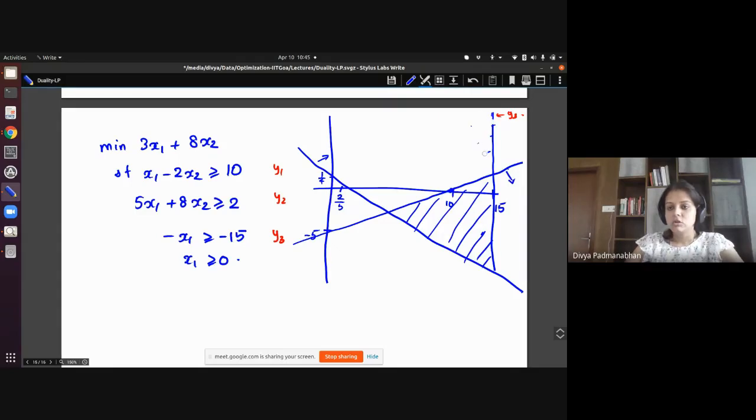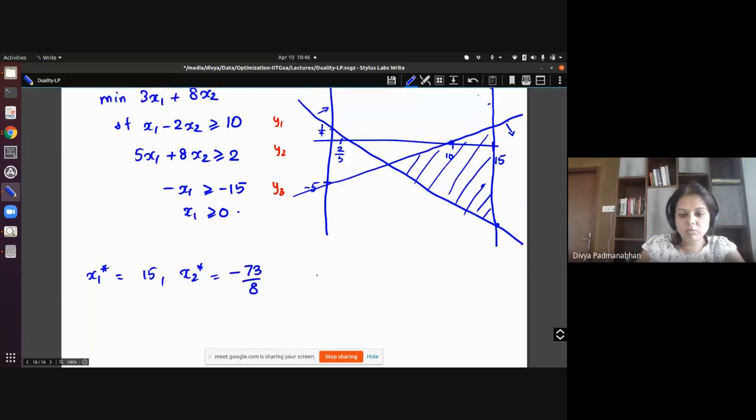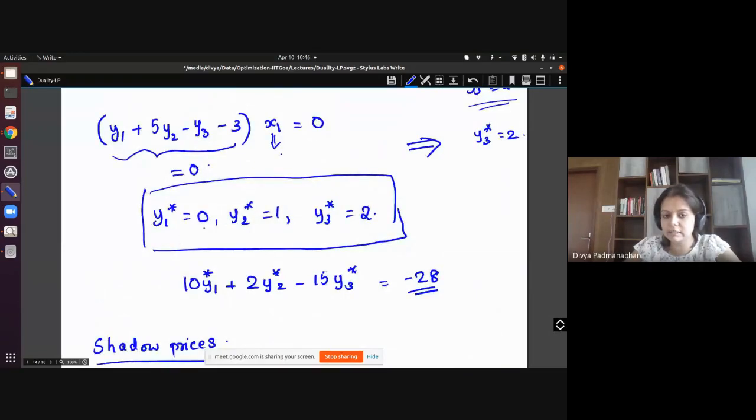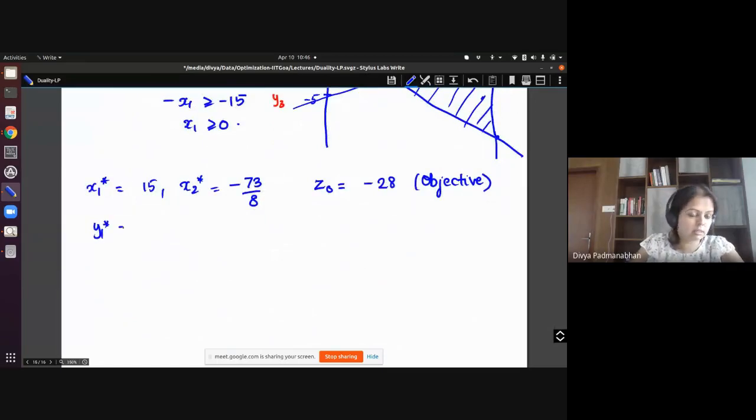Okay. So the solution that you got here was x1 star was 15, x2 star was minus 73 by 8, and the overall objective, let me call it z0, this value was minus 28. So this is the optimal objective. Okay, and yesterday we saw that for the dual, this was the optimal. y1 star is 0, y2 star is 1, and y3 star is 2.